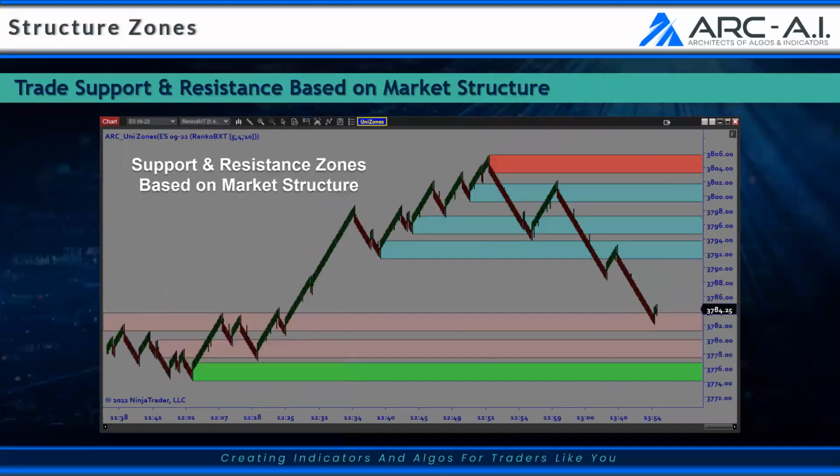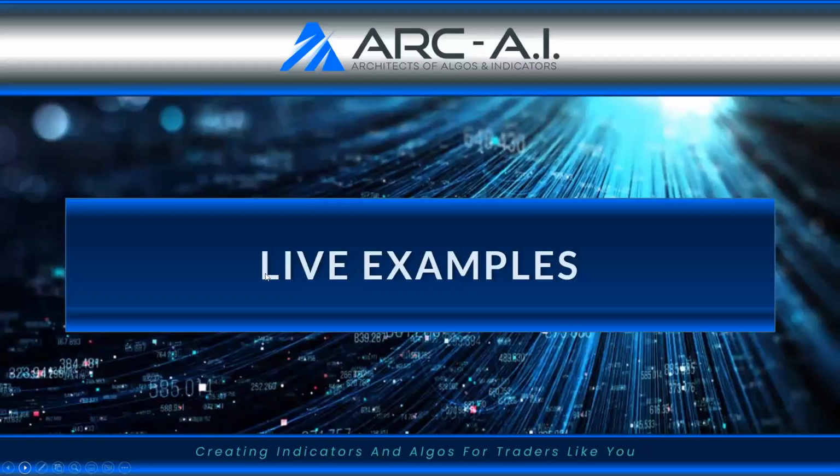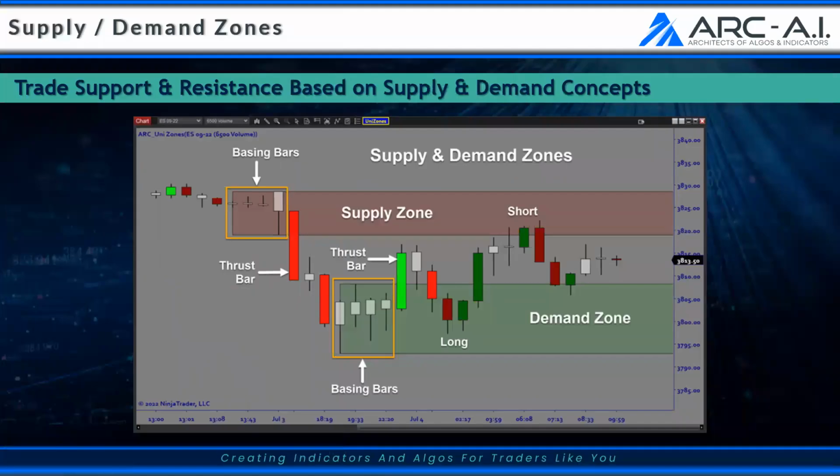All right, so we talked about support and resistance and market structure, but wait, there's more. The tool also plots supply and demand zones automatically. I would prefer a volume chart for supply and demand. We don't trade supply and demand on Renko charts. You're going to want to use a more traditional chart for that, like a volume or a time-based chart. But we have supply and demand zones, and they are good if you know how to trade them right.